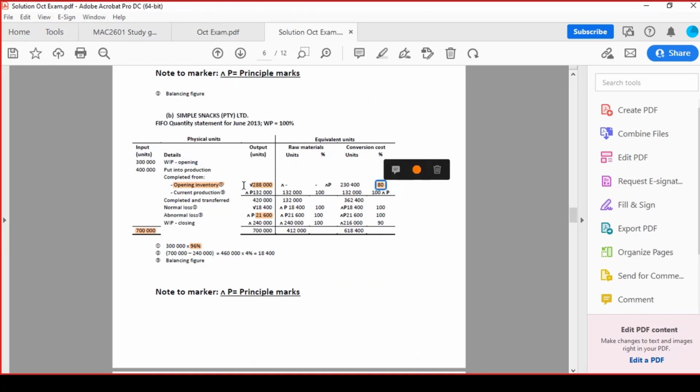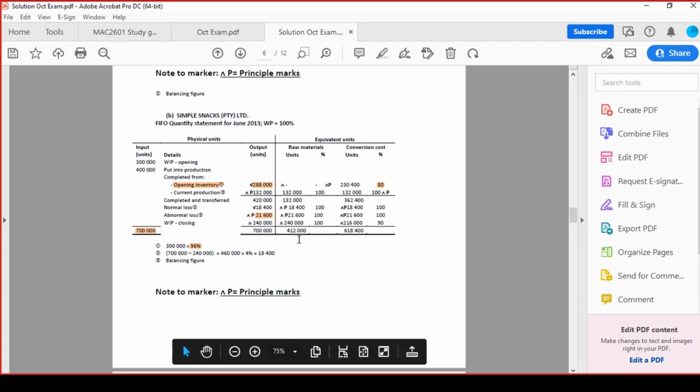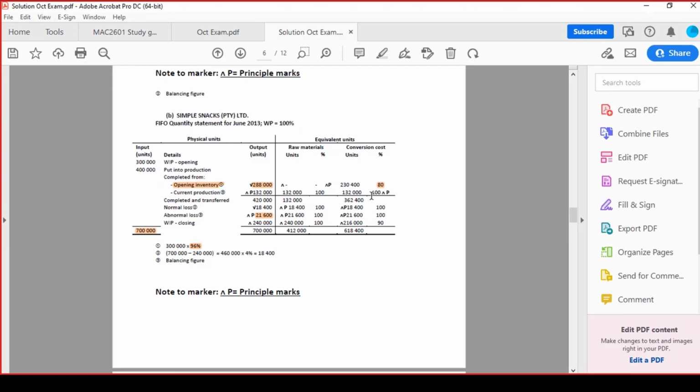Yes, that one. Okay. So always ask yourself, when it comes to opening inventory, what more do we still need to do to complete it? Because they'll tell you it's 20% complete, or 75%. Okay, but then how much more do we still need to do to complete within this process? That's how you think of it. So that's 80, 100 minus that opening WIP percentage. And then we know current production is always at 100.